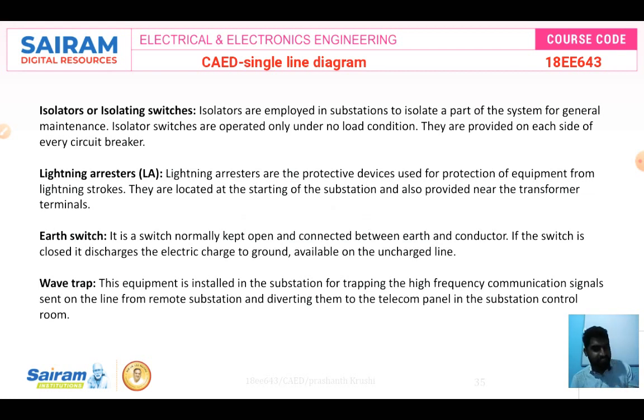Even the towers in the transmission lines have a cone-like structure. They keep one rod for safety. And earth switches are normally kept open, connected between the earth and a conductor. If the switch is closed, it discharges electrical charge to the ground and is available to uncharged lines. That is the purpose of these things. So whatever the discharge, I mean leakage current, goes directly to the earth.